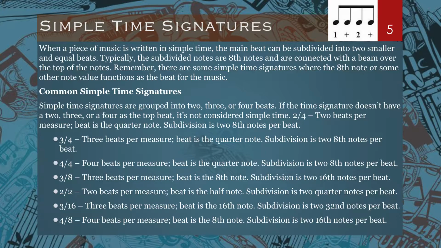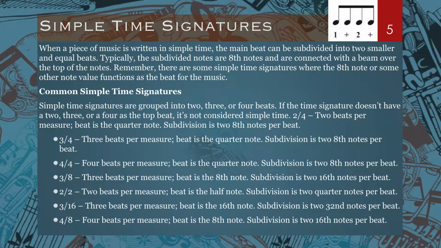So, as you learned from the previous slide, we can group time signatures into 2, 3, or 4 beats. If the time signature doesn't have a 2, 3, or a 4 as a top beat, it's not simple time. So in 2/4 time, there are 2 beats per measure, and the beat is a quarter note. The subdivision in 2/4 time is going to be 2 8th notes per beat.